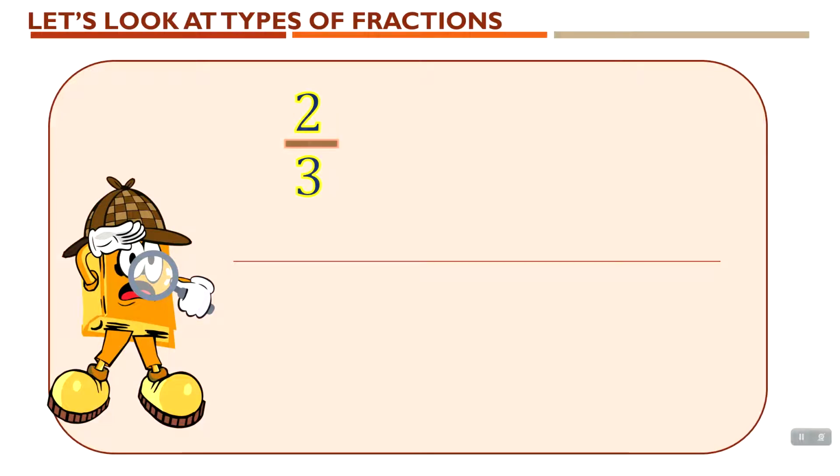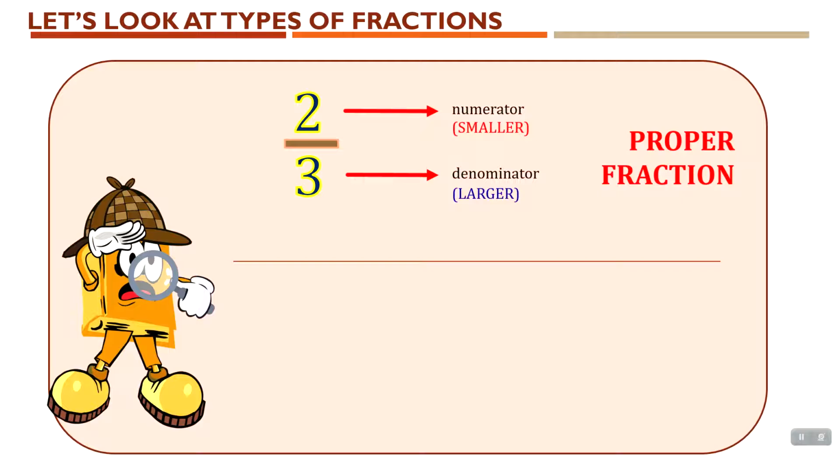In the fraction 2 over 3, 2 is known as the numerator. 3 is known as the denominator. In this fraction, the numerator is smaller than the denominator. 2 is smaller than 3. When this happens, we call this type of fraction a proper fraction.